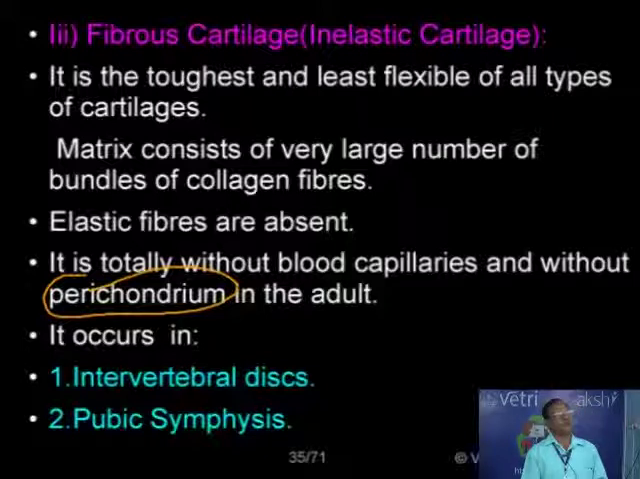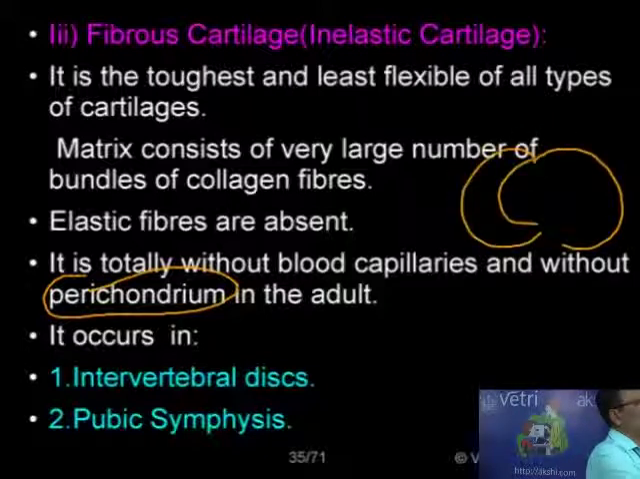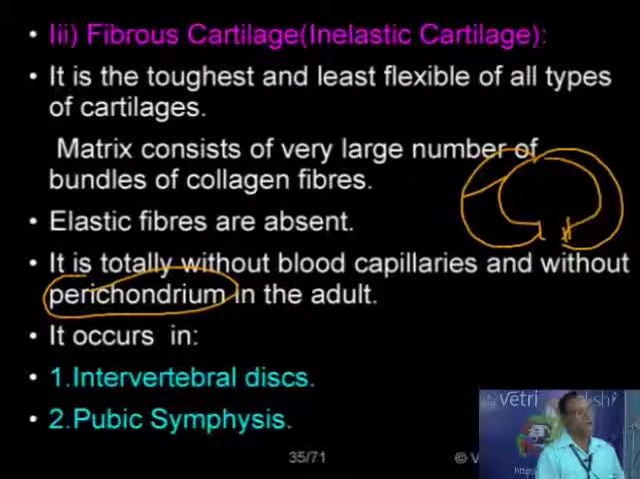Then, where are the other structures? Pubic symphysis. Now, in the human body, we have the pelvic girdle. I think yesterday we discussed something about that. We have two pieces of pelvic girdle, and each piece is formed of three bones: ilium, ischium and pubis. Now the two pubic bones are joined together by means of fibrous connective tissue. That is nothing but the pubic symphysis. It is a fibrous connective tissue used for joining the two pieces of the pelvic girdle. That is the location.